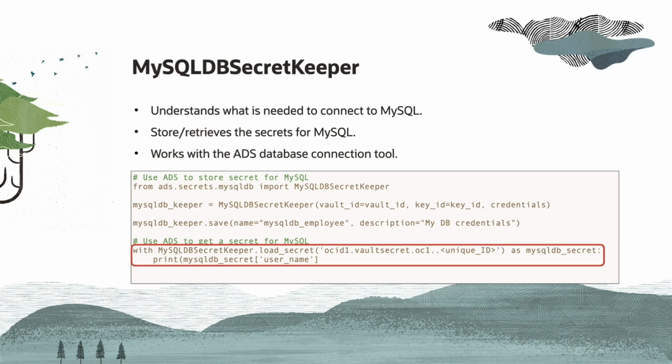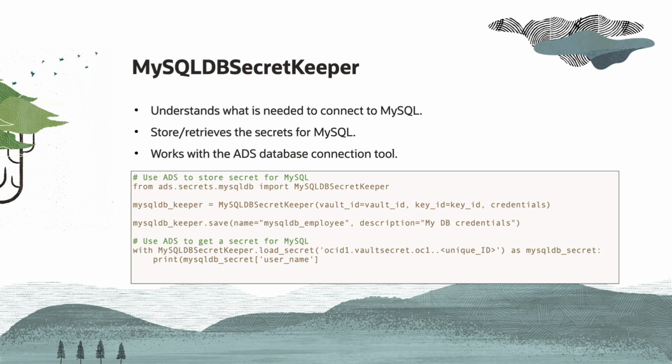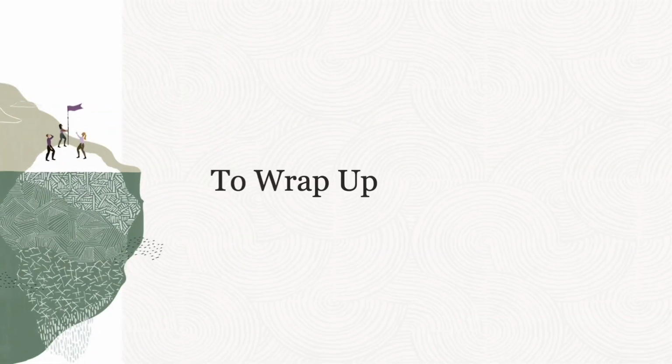That's going to return back to us an object. And that object is going to be a dictionary, and we can access all the secrets. So it's very simple to use. It's one line of code to retrieve it and two lines of code to save it. Let's sum up what we've covered in this module.